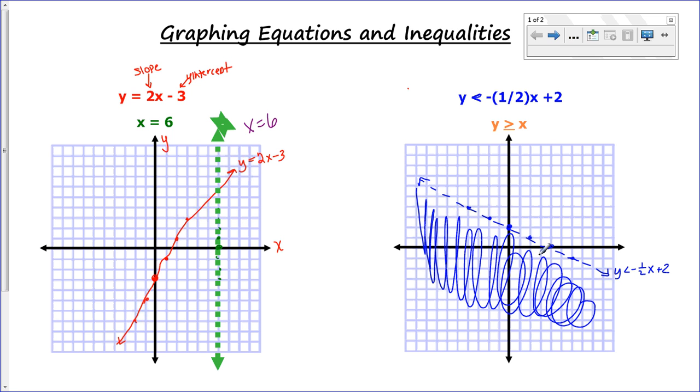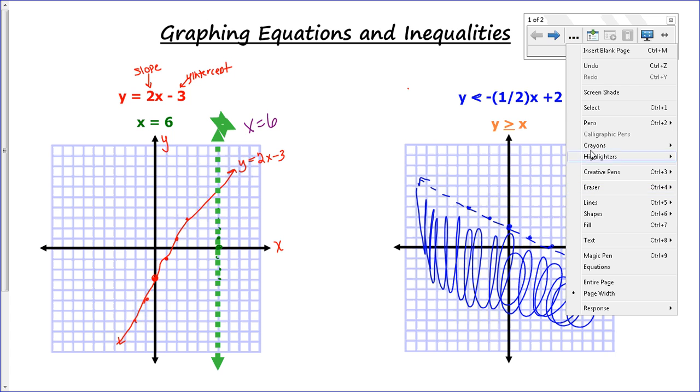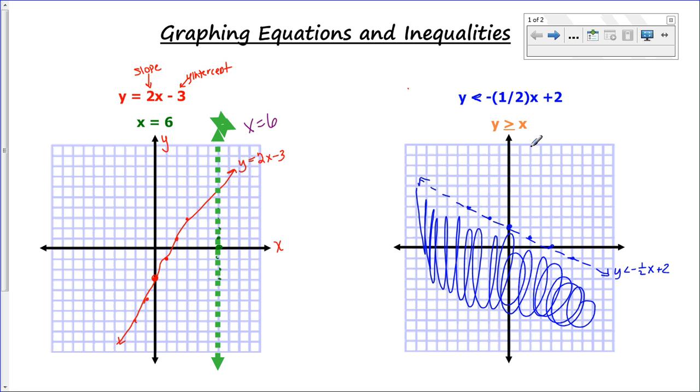Okay? Another way to do this that you may have seen in the past is to do a test point. So if I did something and I said, well, let's do a test point. Let's try the point 0, 0. Is 0 less than negative 1/2 0 plus 2? So is 0 less than 2? Yes, it is. So I shade the region that includes the point 0, 0. That's another way to do it.